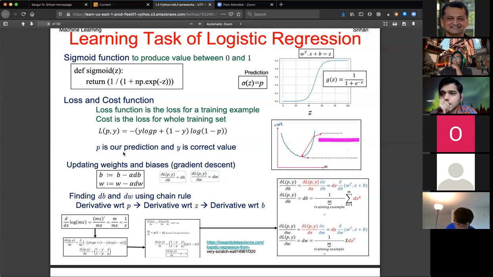Okay, these are the two things. P is a prediction. Our prediction says it's 1 or 0, but the correct value is what's given by Y. And how is this loss function defined? It's got a peculiar form. It says minus Y log P plus 1 minus Y times log of 1 minus P. All right, is that something you have seen before?